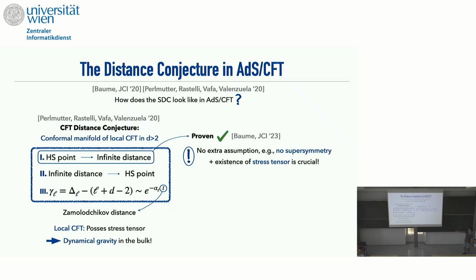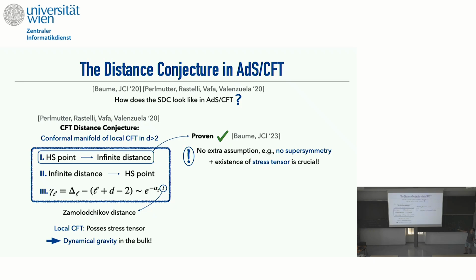And when I say proven, I want to remark that I don't put any other assumption. We are really assuming conformal manifold, local CFT, more than 2 dimensions. In particular, we are not assuming supersymmetry. This is just valid whenever you have a conformal manifold. No, the equals to is just like an outlier. I will give a couple of comments about it.